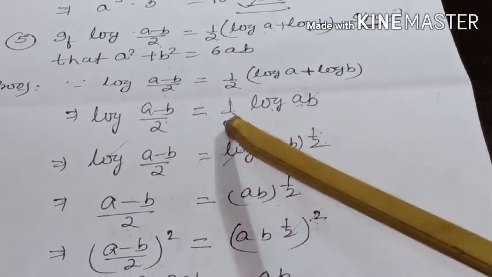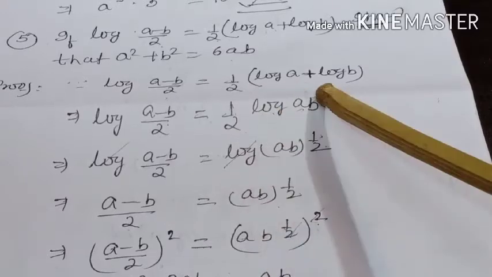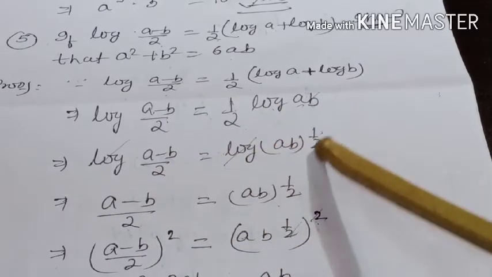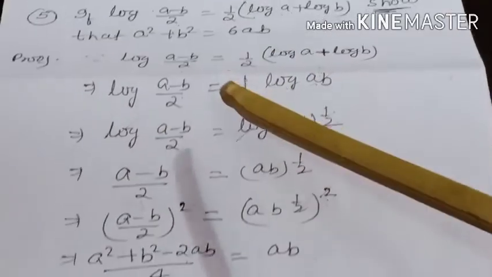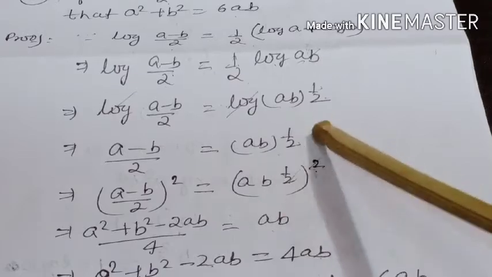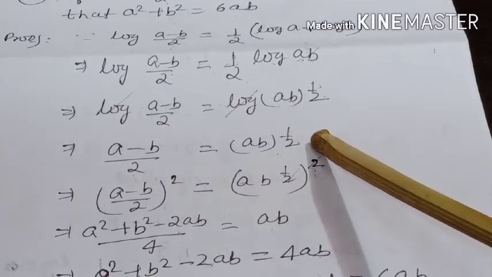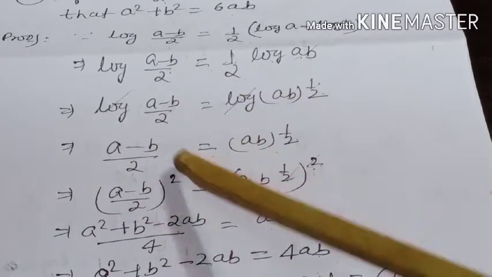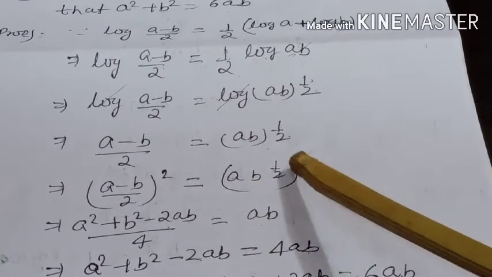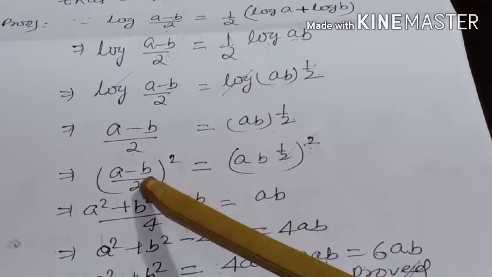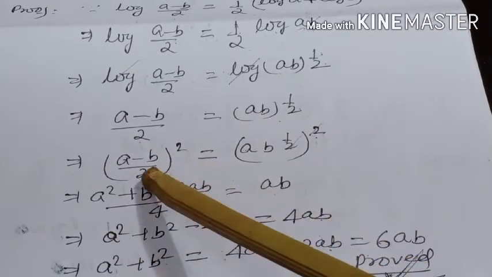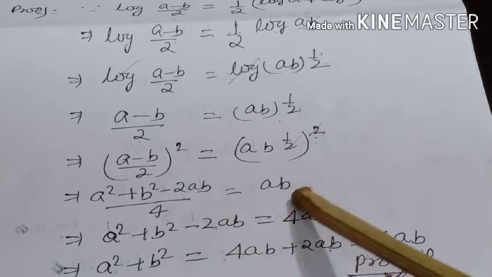Now what we'll do, this 1 by 2 will be shifted here, so it will be log of (A minus B) by 2 equal to log of AB to the power 1 by 2. Log we are going to neglect, so (A minus B) by 2 will be equal to AB to the power 1 by 2. We have to remove this power 1 by 2, so we'll square both sides. So (A minus B) by 2 whole square will be equal to AB to the power 1 by 2 whole square. This 2 will cancel this 2, and (A minus B) square will become A square plus B square minus 2AB, and this 2 whole square will become 4, and this will be AB.